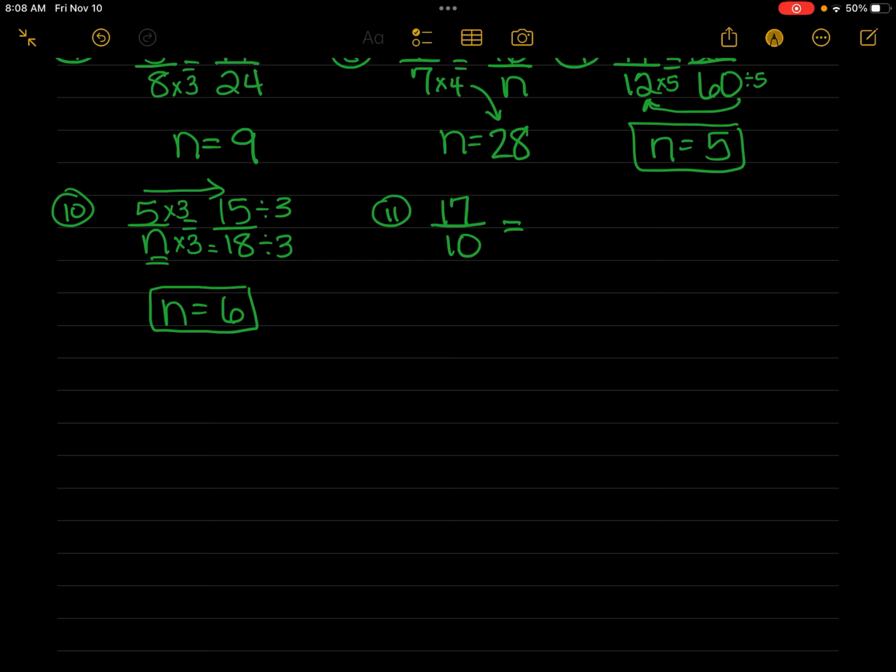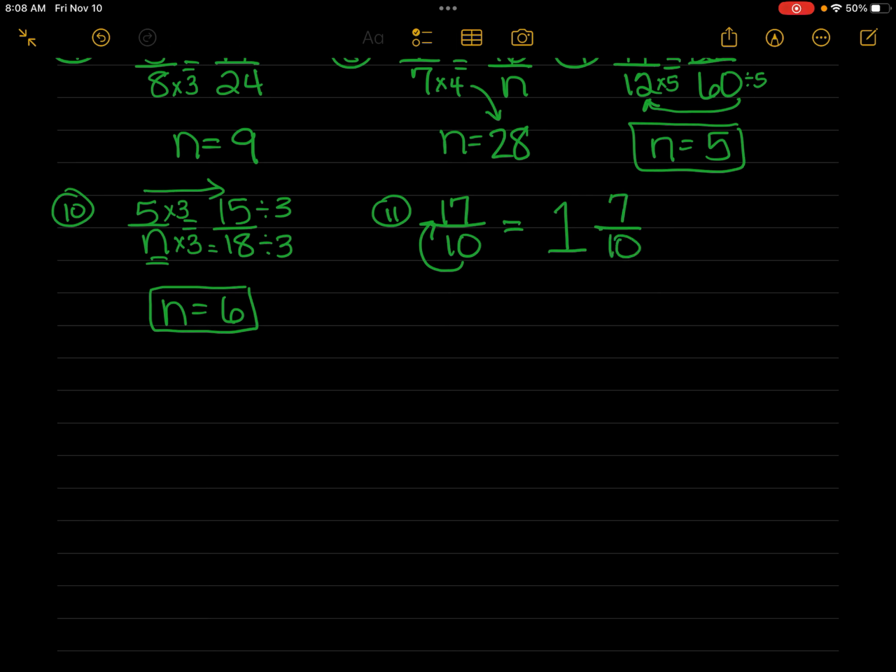So this is what you say to yourself. How many times can 10 go into 17? It's 1 time, so that's a big number. There's 1 ten in the number 17. Then you say how many are left over after you take out that 10? Well, 7 are left over and 10 goes on the bottom.